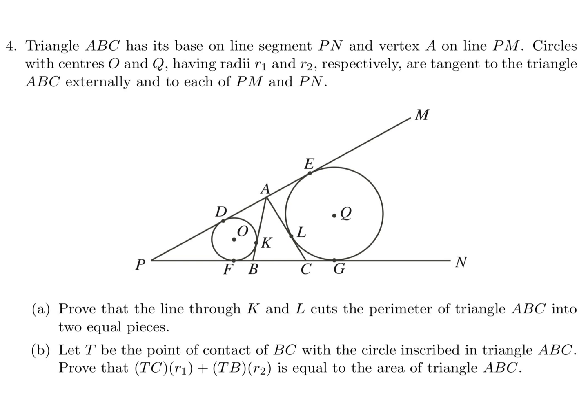Triangle ABC has its base on line segment PN and vertex A on line PM. Circles with centers O and Q have radii R1 and R2 respectively, are tangent to the triangle ABC externally and to each of PM and PN. Prove that the line through K and L cuts the perimeter of the triangle ABC into two equal pieces.